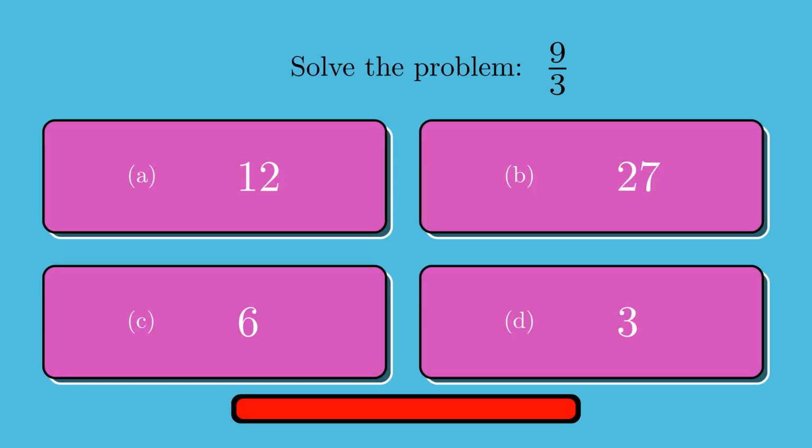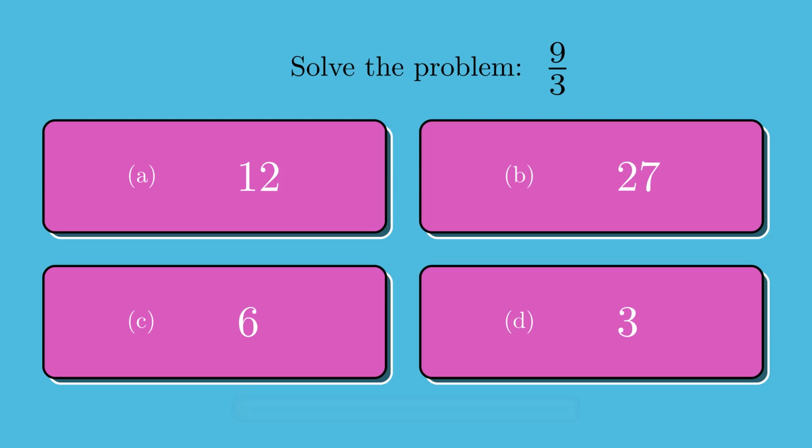Next, we have a math problem for you to solve. What is 9 divided by 3? Is it A, 12, B, 27, C, 6, or D, 3? You have 10 seconds to figure it out, or feel free to pause the video if you need more time. Correct answer is D.